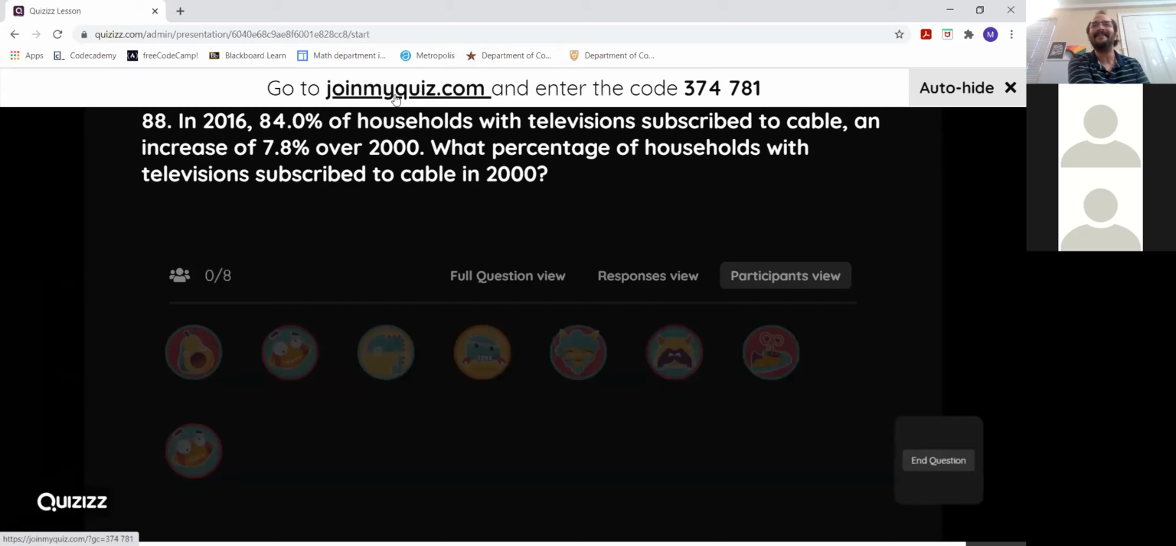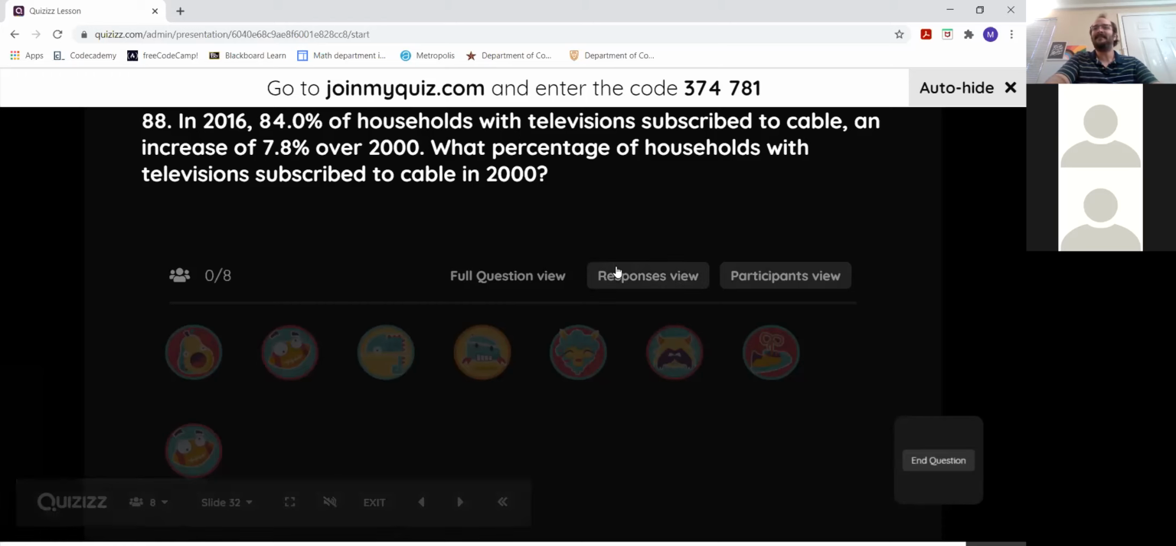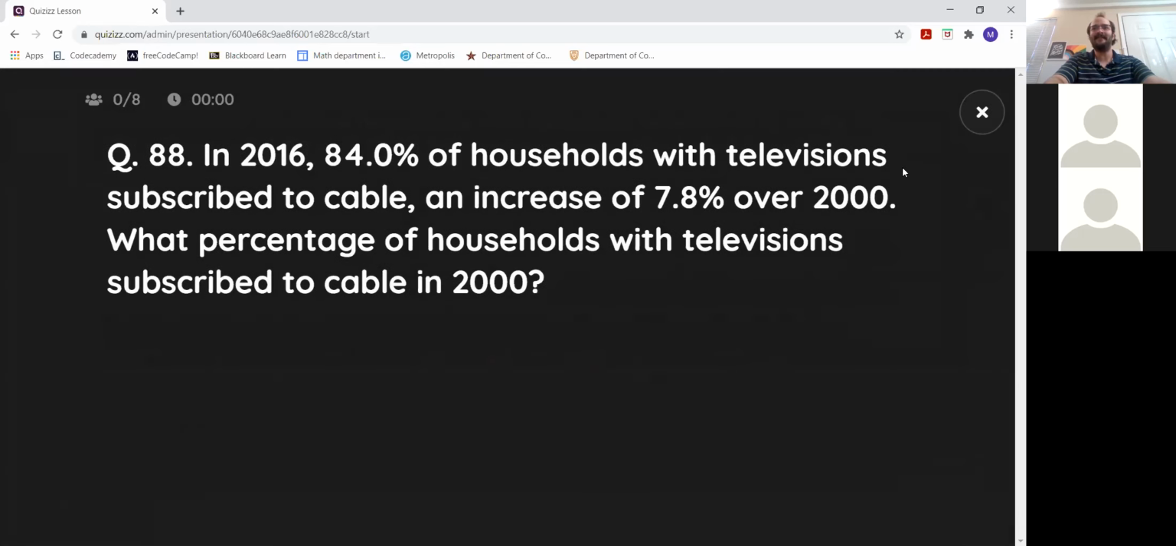What? That doesn't seem right. People aren't going to cable. People are cutting their cable. Maybe 2016 was like the last year it went up or something, man, because it has been going down. People are not going to cable. They are definitely heading away from cable.